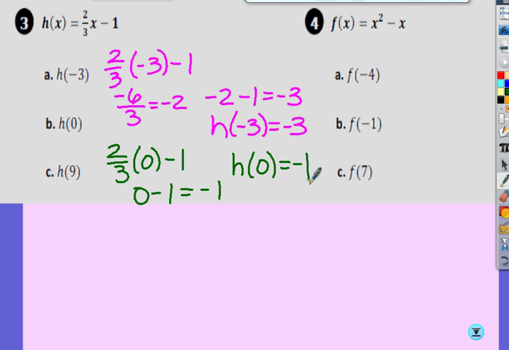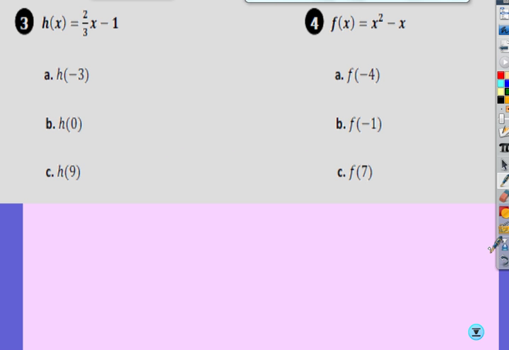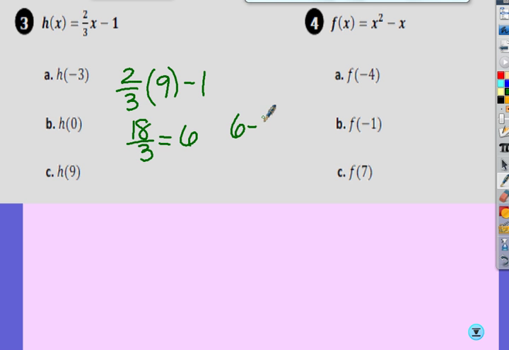The third example with this function rule is h of 9. I will put 9 in for the x. To multiply 2/3 times 9, I will do 2 times 9, which is 18, divided by 3, which is 6. I will now do 6 minus 1 to get my solution. I came up with 5, so h of 9 equals 5.